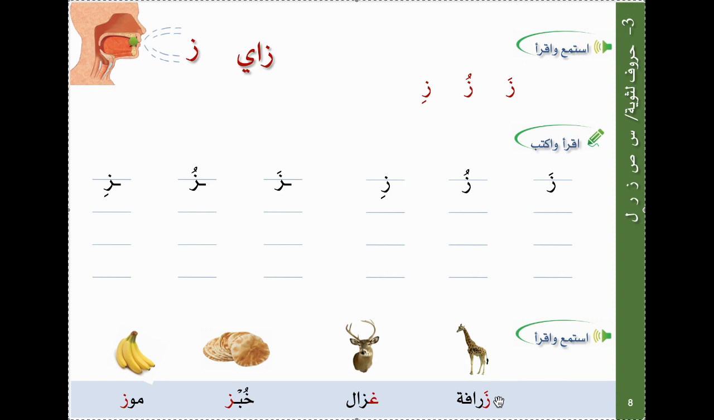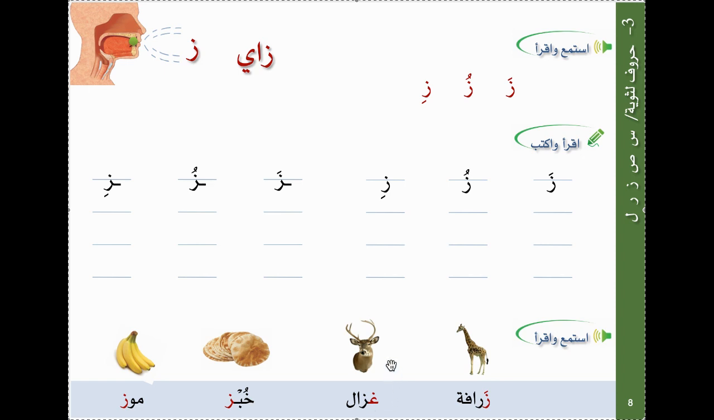And then we have a couple of nouns here, which you can practice repeating with me. The first one is zarafa. And that, of course, as you can see, means giraffe. Our zay is in the beginning of the word, and here our zay is actually in the middle of the word, right here before the alif.